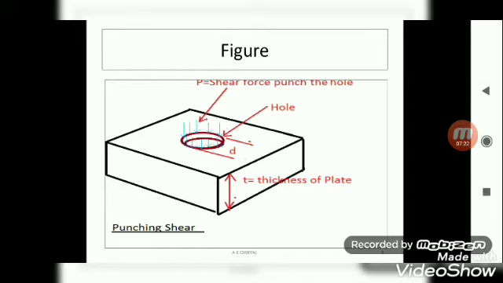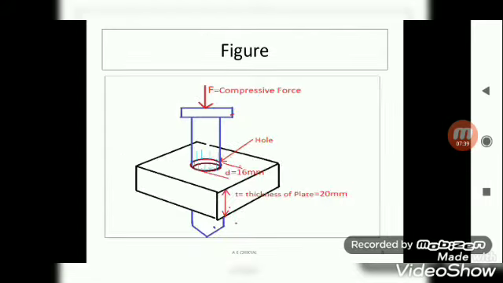This is a plate of thickness T, the hole which we have to punch, diameter D, and the shear force punch the hole. So one single force. Now into the hole it has to be the punch. Let's see the other figure. Now this is going to be something in your workshop. We have a plate, again diameter 16 mm, plate thickness 20 mm, the hole, and we have a punch shown in blue color on which a force F is applied. This is going to be a compressive force.